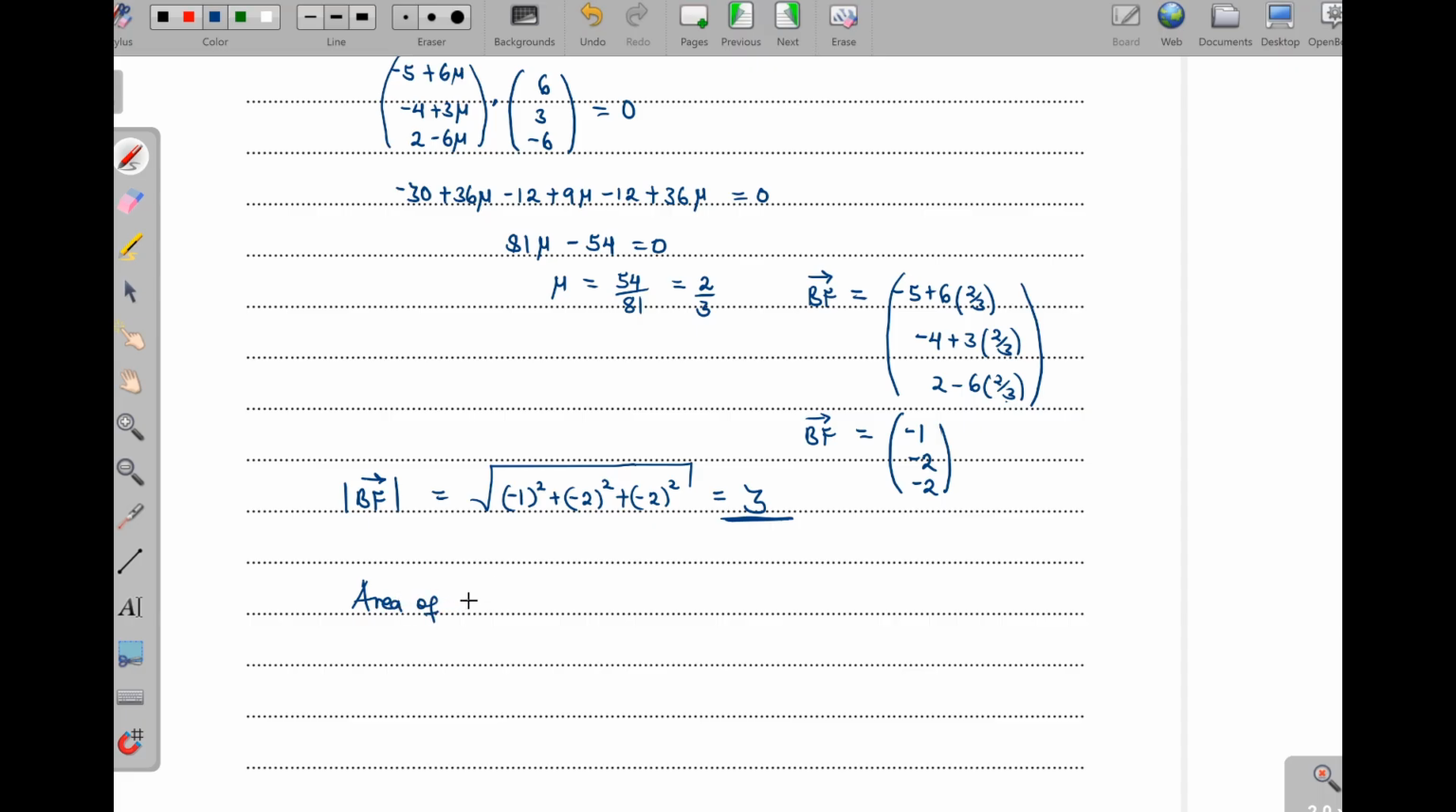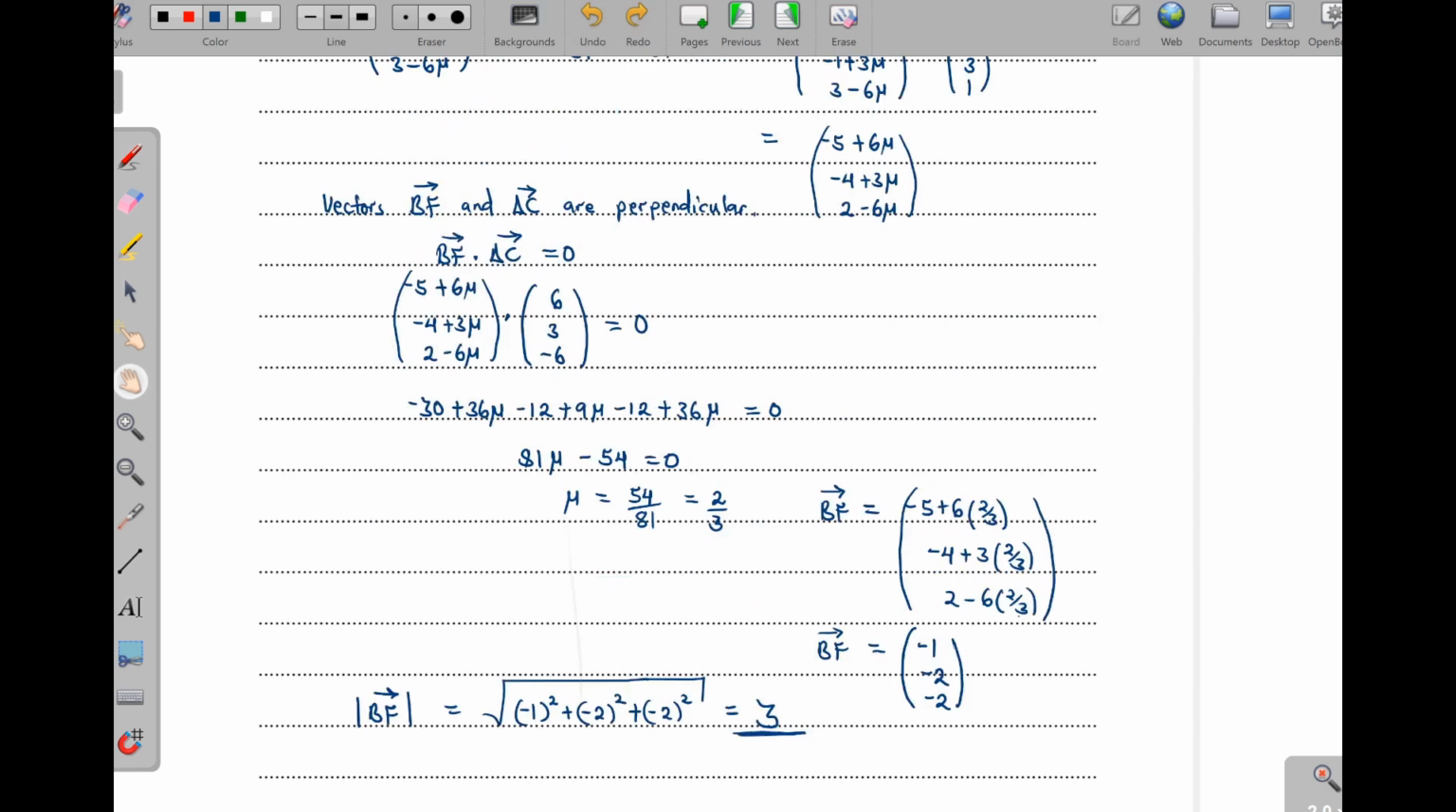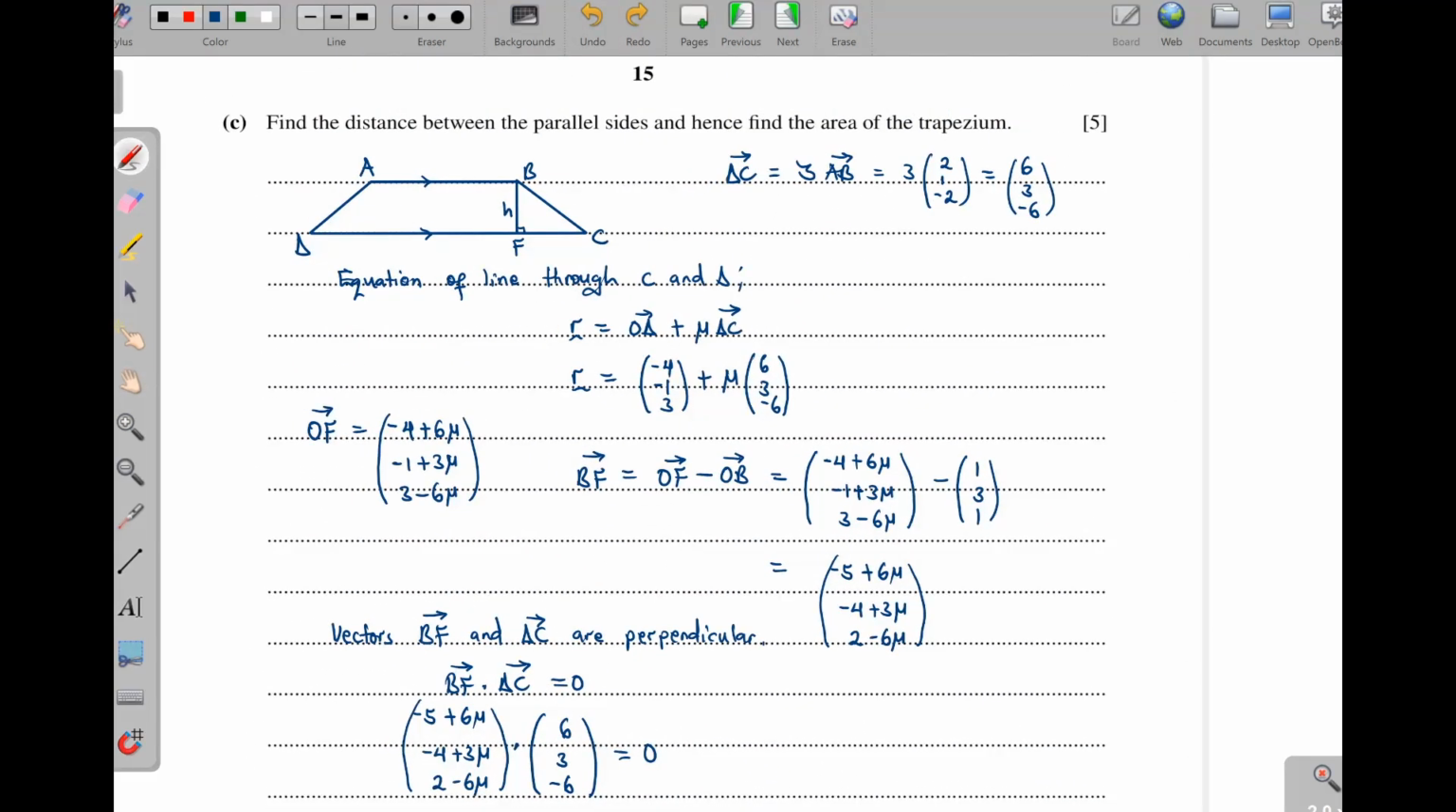Then area of trapezium. So we need to get these lengths here, because remember, area of a trapezium is going to be a half h, then into a plus b. The a and the b, these are the two parallel sides we are talking about. So we are going to find the length of AB. Since DC is equal to 3 times AB, when we find the length of AB, then we just multiply by 3 to get this one here.